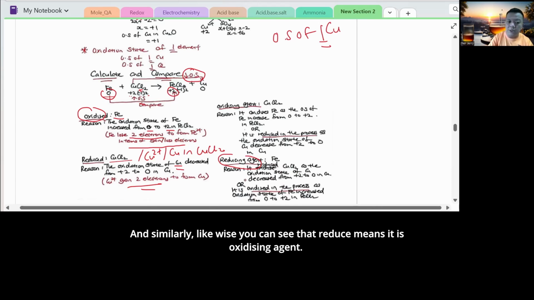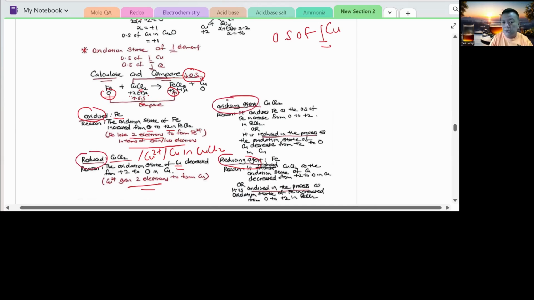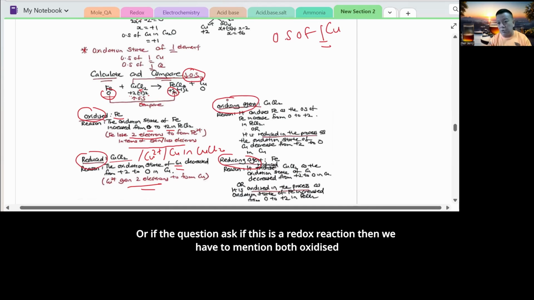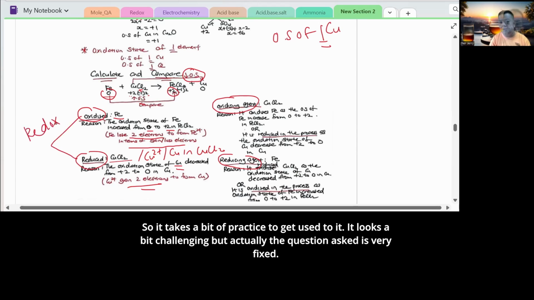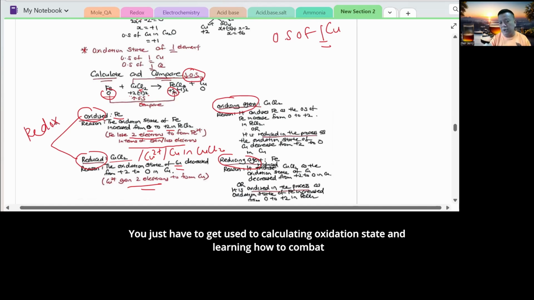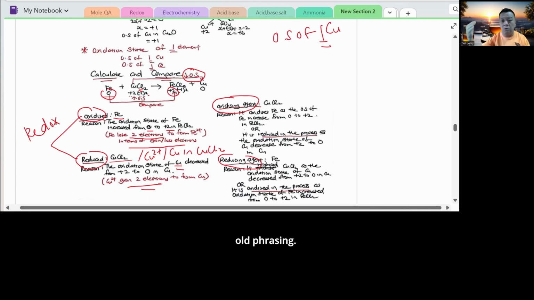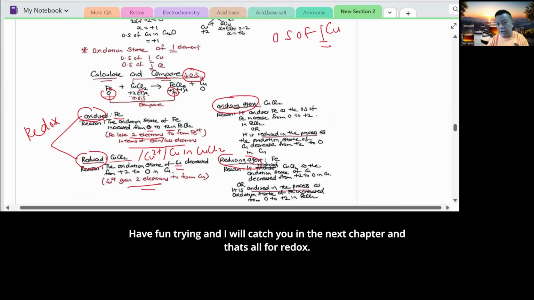Okay, and likewise, you can see that being reduced means it's an oxidizing agent. Or if the question asks if this is a redox reaction, then we have to mention both oxidized and reduced. Together it's called redox. So it takes a bit of practice to get used to it. It looks a bit more challenging, but actually the questions asked are very fixed. You just have to get used to calculating oxidation state and learning how to compare. And when you write the explanation, you will find that it's the same old phrasing. All right. So have fun trying. I'll catch you in the next chapter, and that's all for redox.